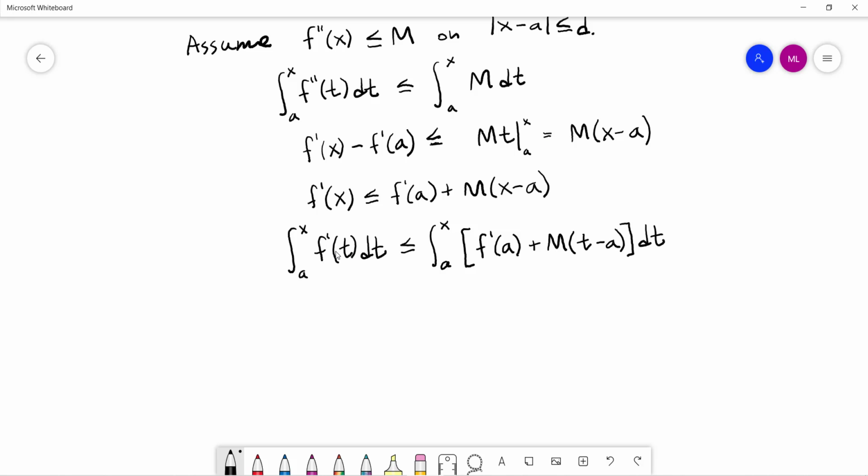Do the same thing over here. When we integrate f prime, we're just going to get f, and when I evaluate it at the two bounds, it's simply f of x minus f of a. And that has to be less than or equal to, integrating this piece over here, f prime of a, that's a constant, right? There's no dependence on x, or in this case on t. So this is going to be f prime of a times t, and then when I evaluate at the bounds, I will get f prime of a times x minus a, in the exact same way that evaluating between the bounds here gave us this x minus a. The same thing is happening here.